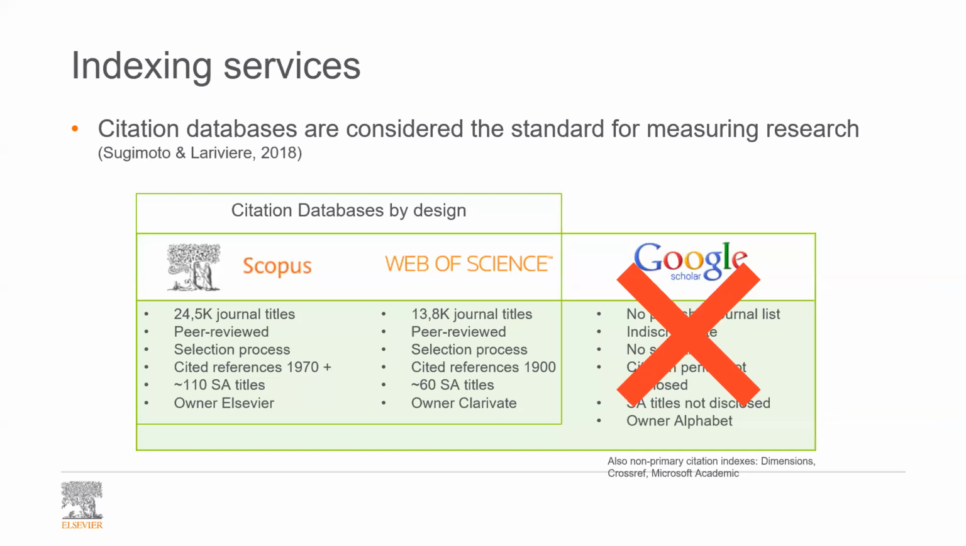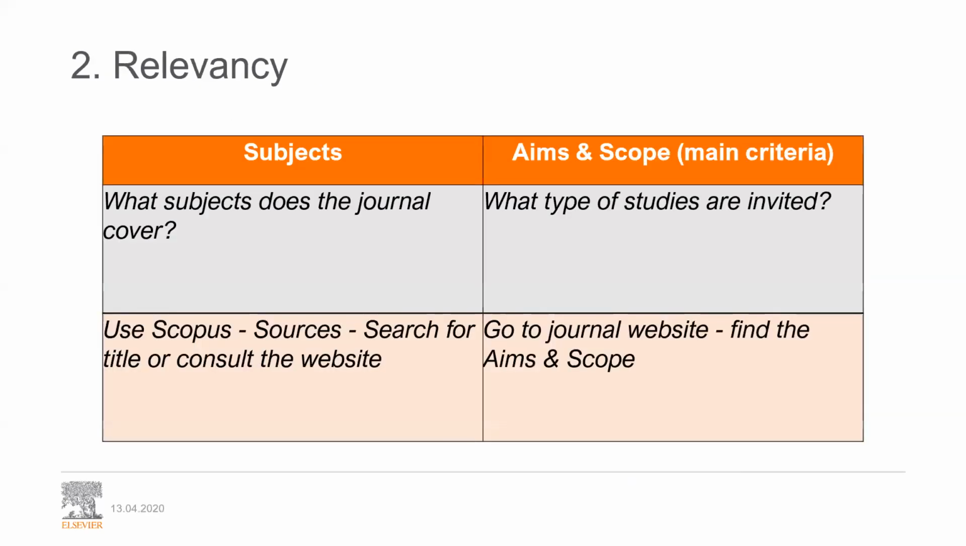In terms of indexing services, they are predominantly Scopus and Web of Science. Google Scholar is not an index. It is basically a search engine which uses harvesting of academic literature. So be careful if a journal says it is indexed in Google Scholar, because it's not really an index.